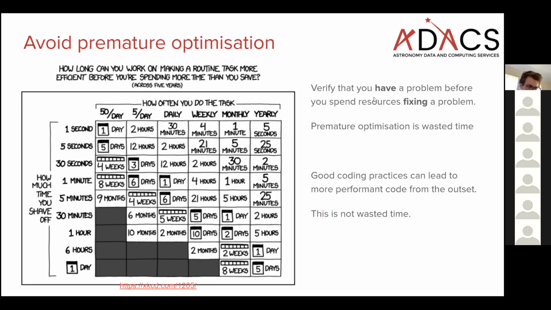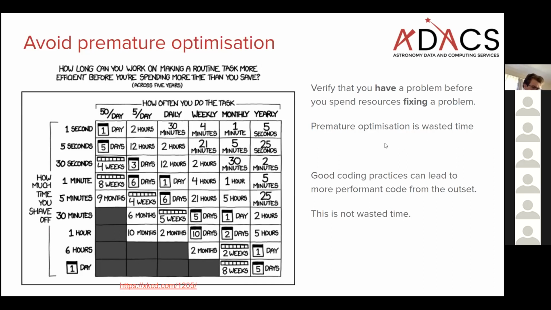Anyway, another thing that I want to say, not just with optimization, but with anything, is please verify that you have a problem before you spend resources fixing a problem. So if your piece of code takes an hour to run and you think, oh, that's not good, I could do it in 20 minutes, just do a back of the envelope calculation, have a look at what other work you're doing. If that piece of code is not the bottleneck, then making it run in a shorter time isn't going to help you. Another way to say this is that premature optimization is actually wasted time.